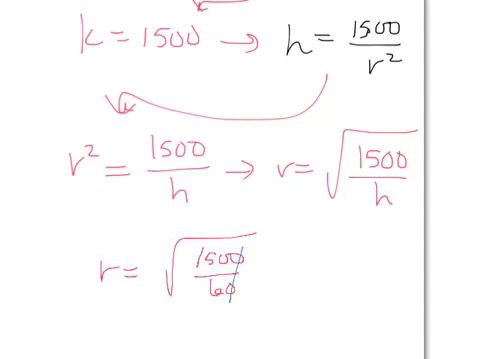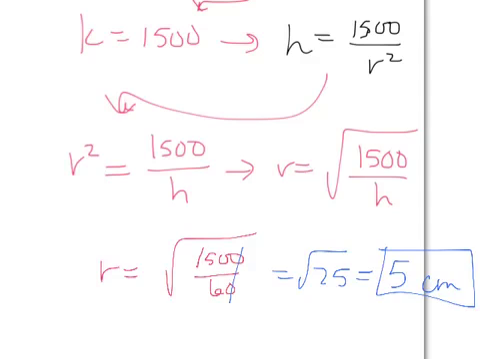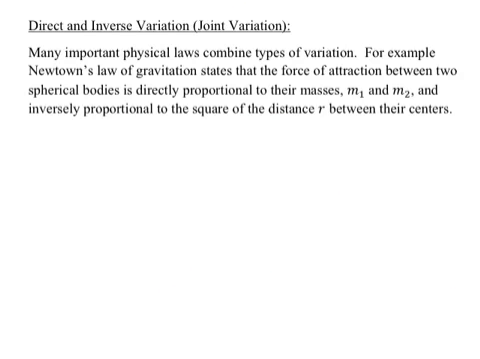150 over 6 is really 25, so this is radical 25, or 5 centimeters as a radius length. And this makes sense, because the height went up, the radius went down from the previous scenario. Now if we look at direct and inverse variation together, we call it joint variation. And we can say that many important physical laws combine these types of variation.